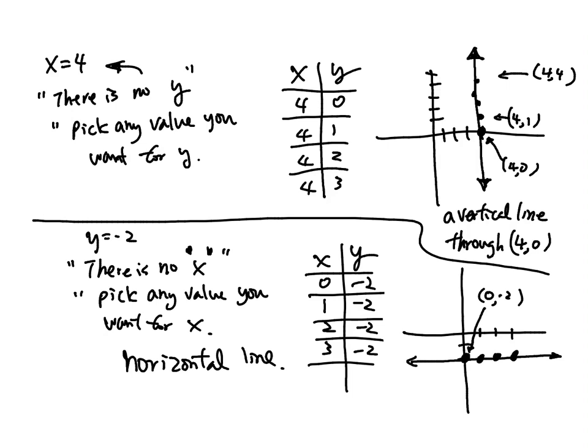Okay. If you have y equal a number, right? y equals strictly a number, that is going to be a horizontal line. If you have x equals strictly a number, that's going to be a vertical line. So keep that in mind and remember it.